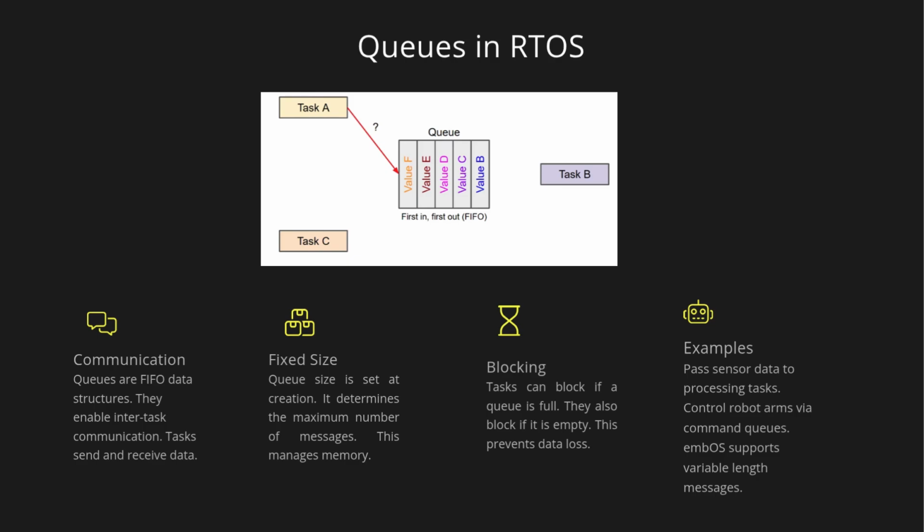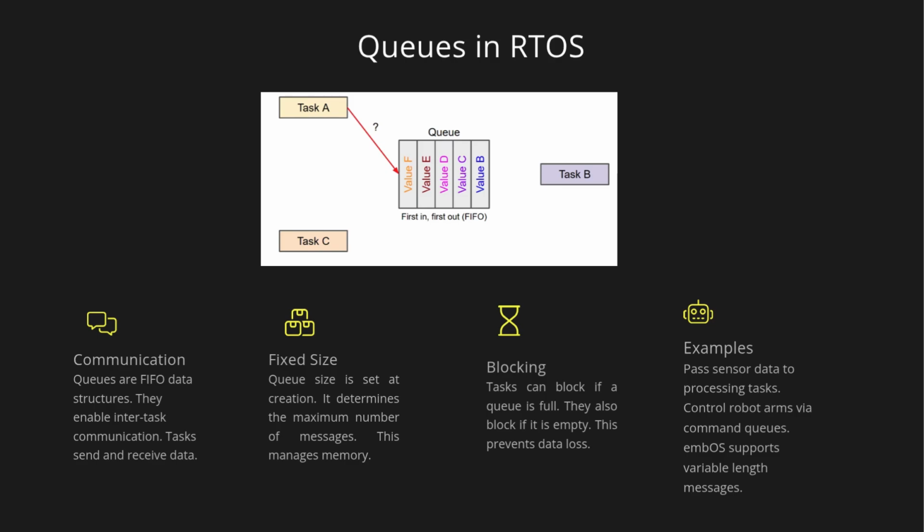See the implementation. Next, let's look at queues, another vital mechanism used for task communication and synchronization in real-time operating systems. Here we can see a queue is being used by multiple tasks. Task A is sending data to the queue while task B is receiving it. The queue works on a FIFO principle, first in, first out. So the first value inserted is also the first one retrieved.